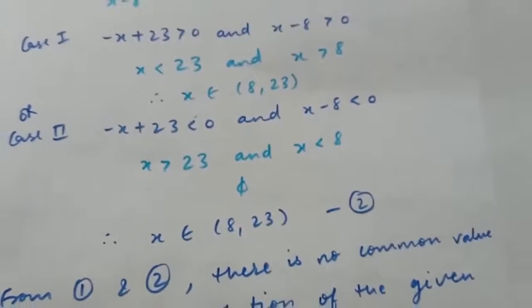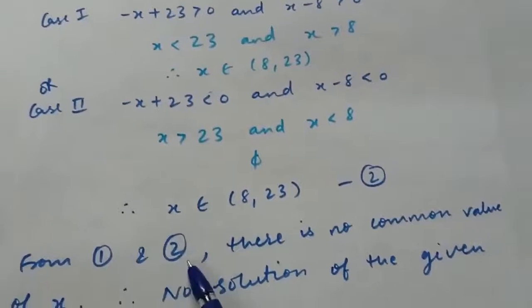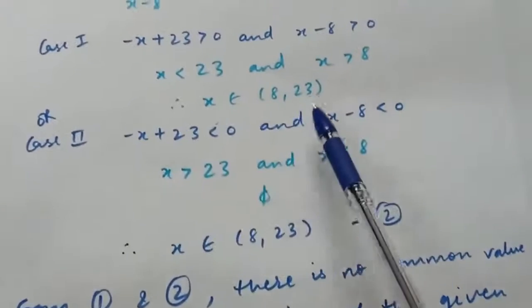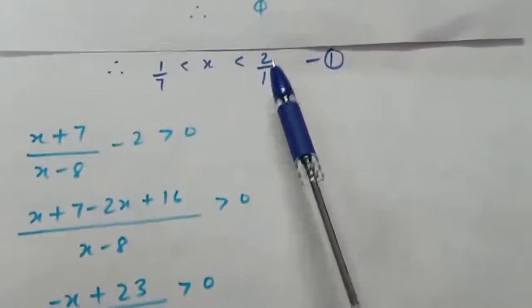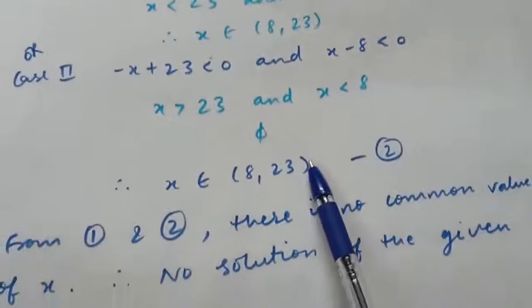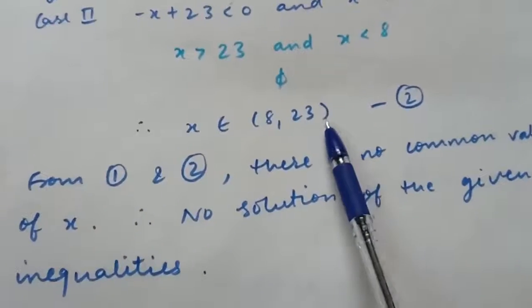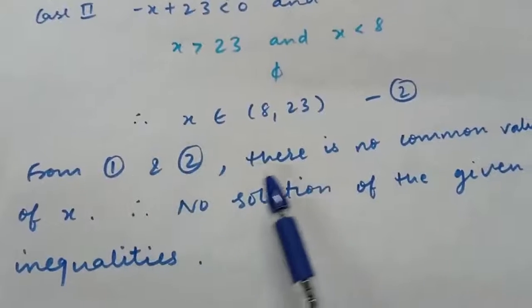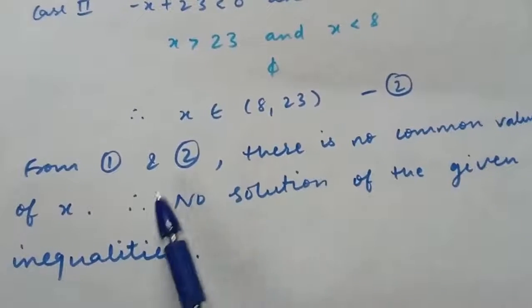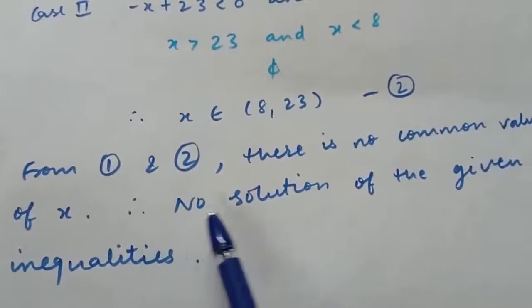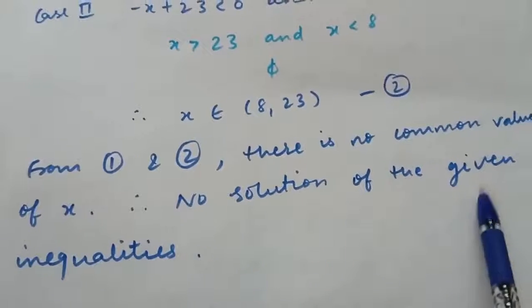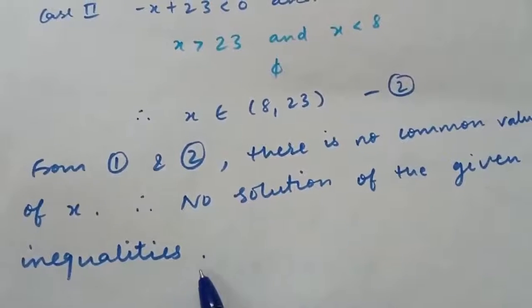Now see, from 1 and 2, because two inequalities are given, this is the solution of the first inequality and this is the solution of the second inequality. We have to take the intersection of 1 and 2. But there is no common value of x, therefore we can say no solution for the given inequalities. Clear?